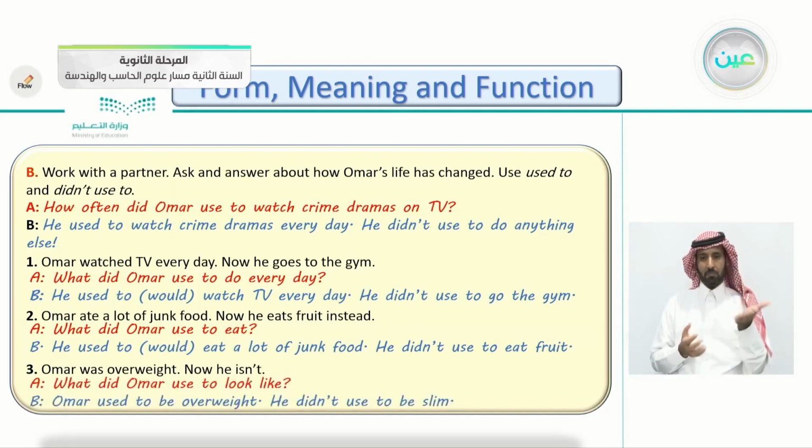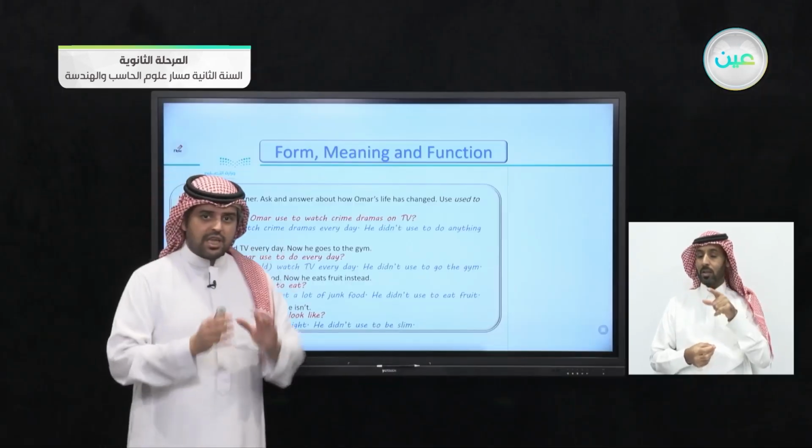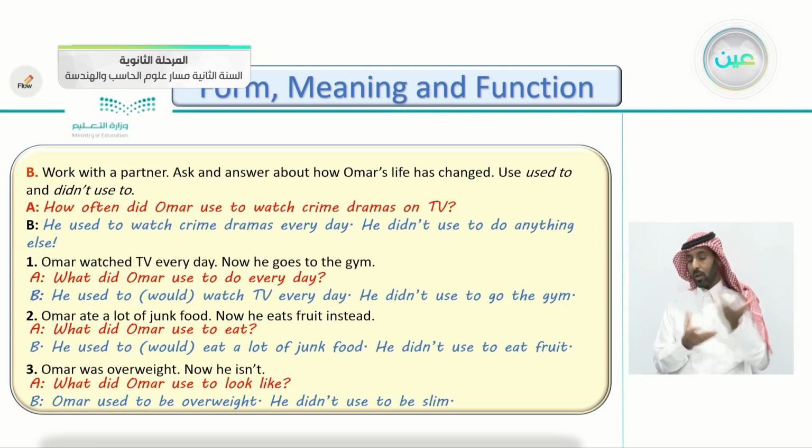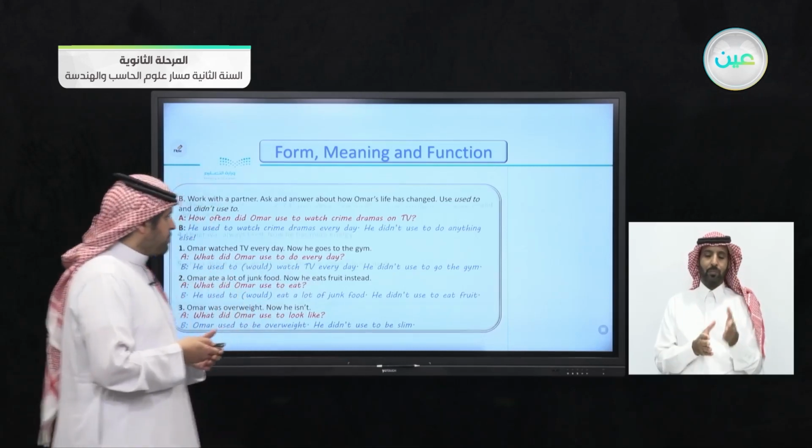Very good. What did Umar used to look like? Look like, asking for his shape, his image. The answer is, Umar used to be overweight. Used to be. We're talking about a state here. That's why we don't put would. When talking about a state, we don't use would. We only use used to. Again, Umar used to be overweight. He didn't used to be slim.